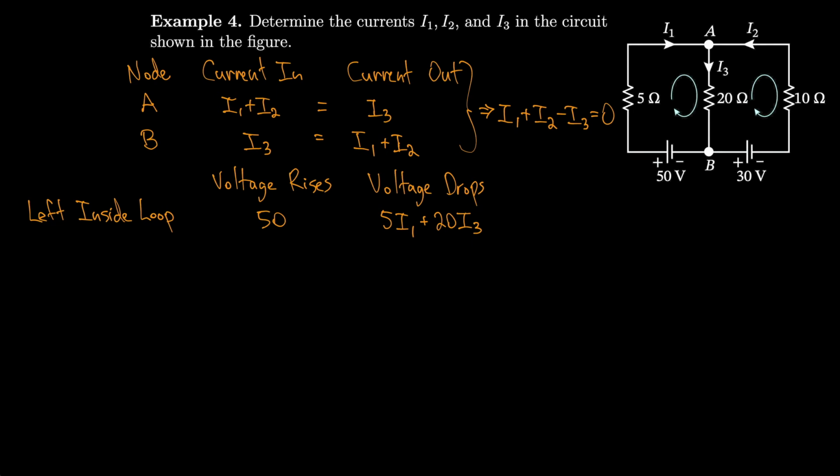Okay, how about for the right inside loop? Okay, for the right inside loop, it looks like my voltage is rising 30 plus 10I2 plus 20I3. So I get 30 plus 10I2 plus 20I3. And it doesn't look like the voltage is dropping at all.